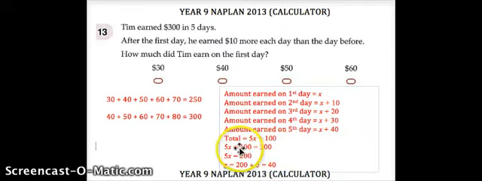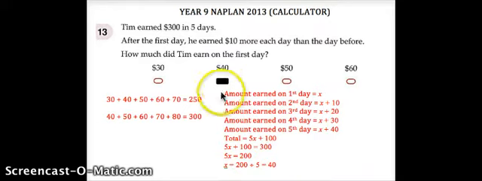$300. Subtracting 100 from both sides, or taking this plus 100 over to the other side, it would be a minus 100. Then we get 5x equals 200. So to find x, you would divide both sides by 5. And we'll end up with x is 200 divided by 5, which is 40. So I've shaded in $40 there.